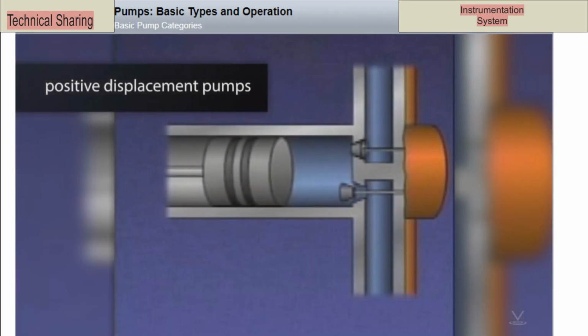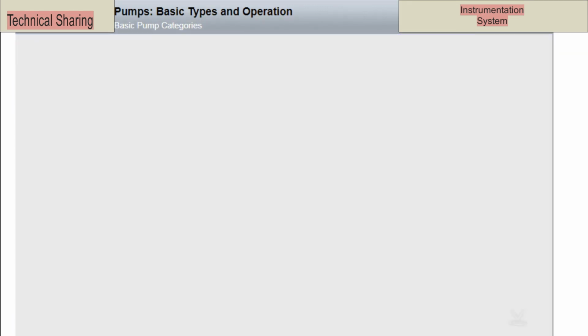Positive displacement pumps. A positive displacement pump uses a piston or some other device to push or positively displace controlled amounts of liquid through the pump.